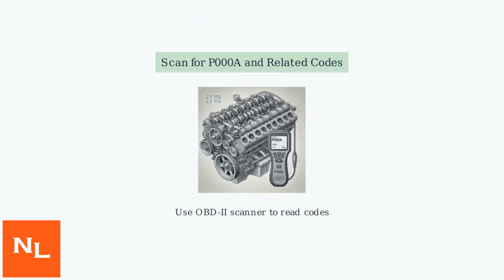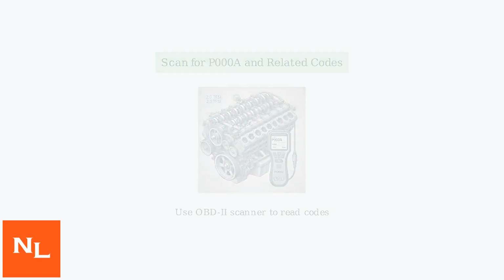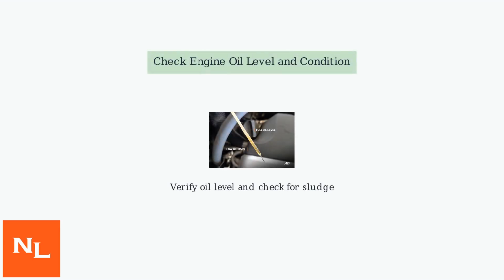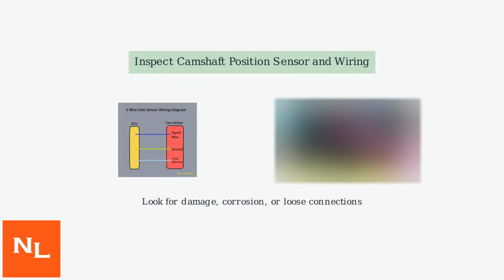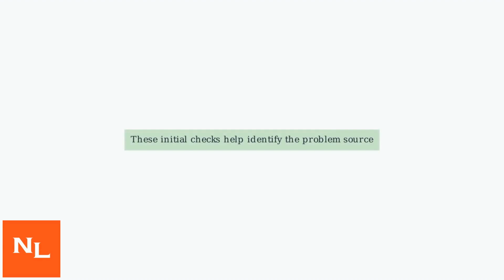Begin diagnostics by scanning the vehicle's computer for the P000A code and any related codes using an OBD2 scanner. Check the engine oil level using the dipstick and inspect its condition for signs of sludge or contamination. Visually inspect the camshaft position sensor and its wiring harness for damage, corrosion, or loose connections. These initial diagnostic steps can help narrow down the source of the P000A code issue.